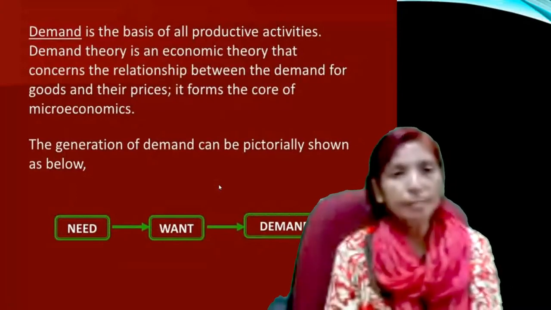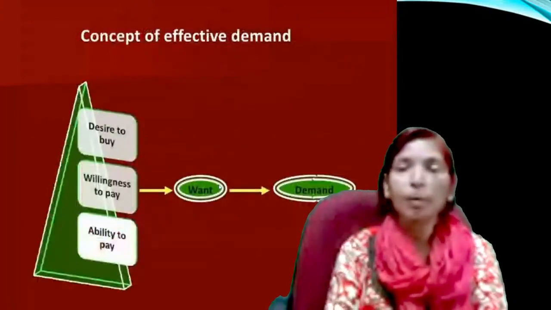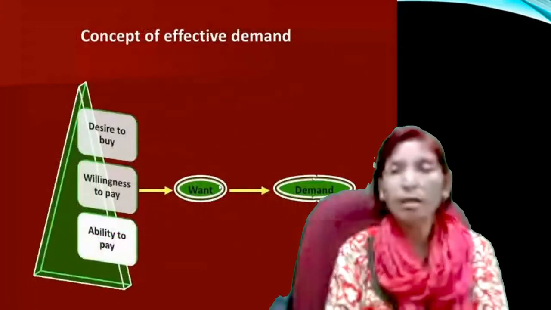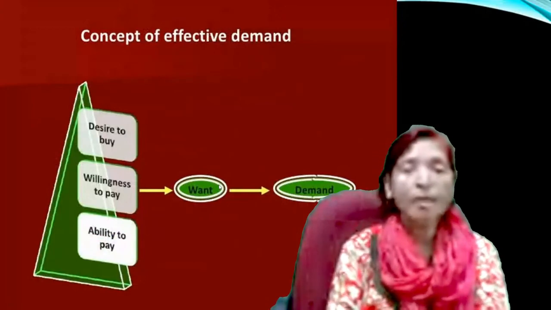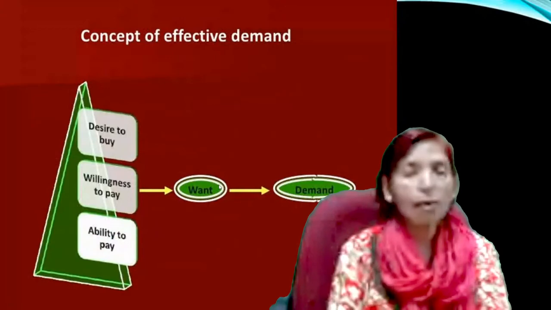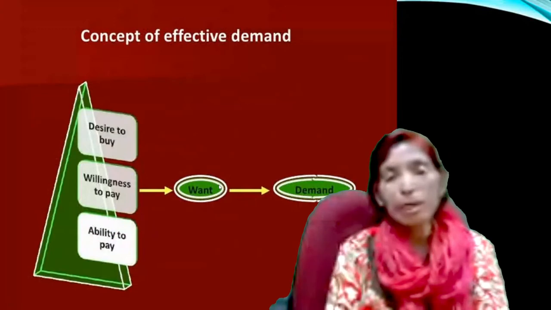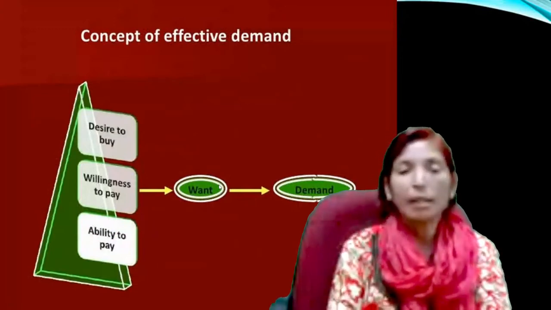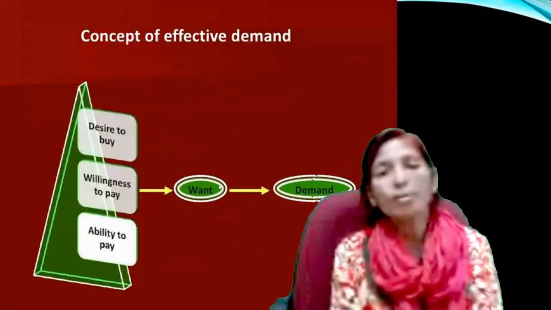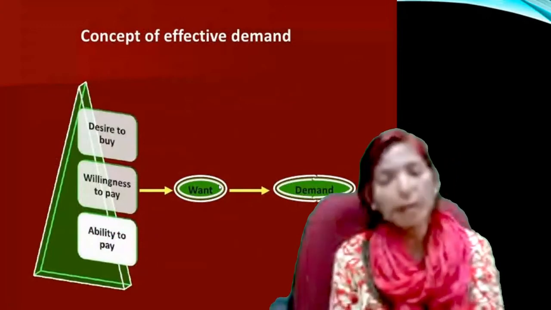Now next, the concept of effective demand. You must have a strong desire to buy a commodity. You must have willingness to pay for that commodity, or purchasing power, the ability to pay. Then it will create a want, and then it will fulfill the concept of demand. So this is the main concept of effective demand.